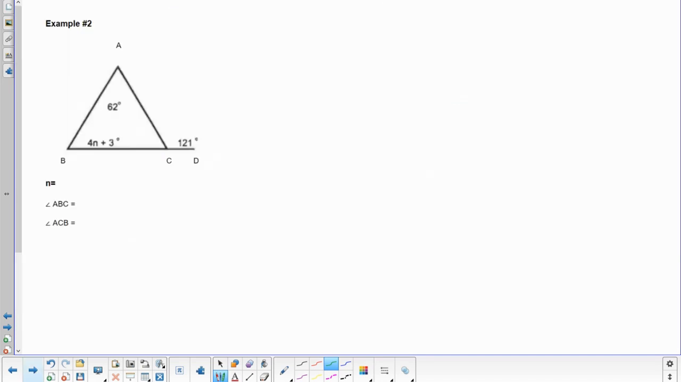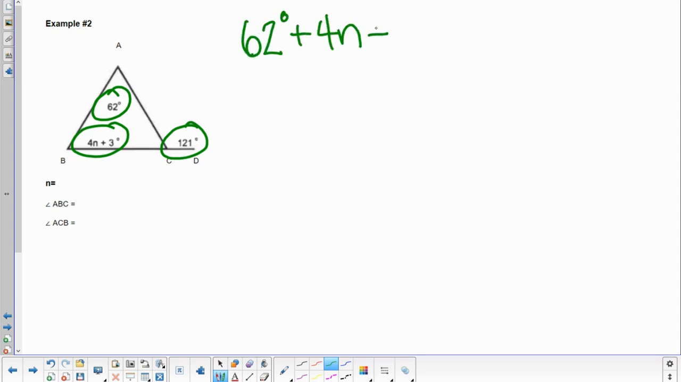So we'll just go to the next one. Okay, example number 2. If you look at this, we have two interior angles that are opposite of the exterior angle, so we can use the exterior angle theorem. We know that 62 degrees plus 4n plus 3 degrees has to equal that exterior angle of 121 degrees.